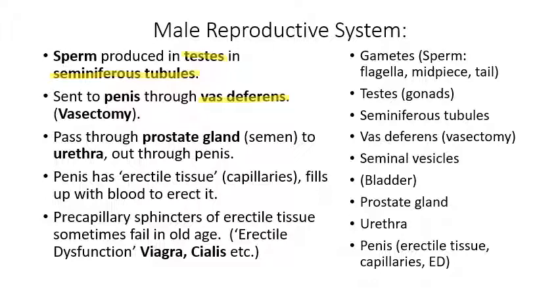If a man deliberately does not wish to have children, does not wish to father children, he can have an operation called a vasectomy. A vasectomy is where a surgeon cuts the vas deferens and ties it in a knot so that the sperm can't get from the testes to the penis, right? So then that man can no longer father children.